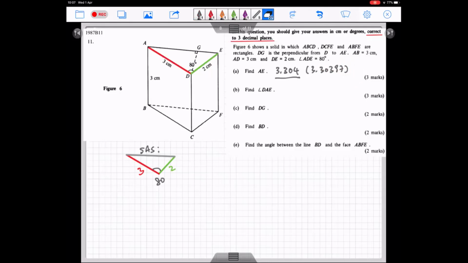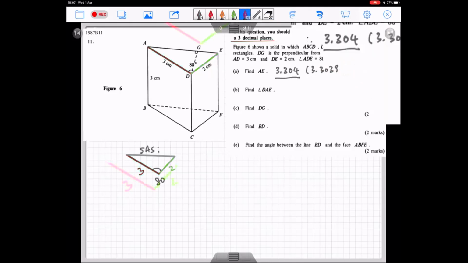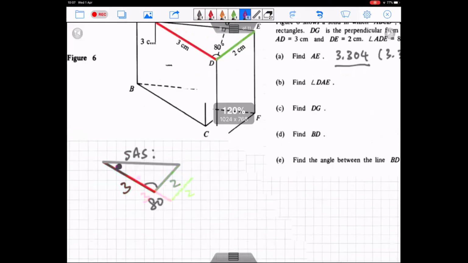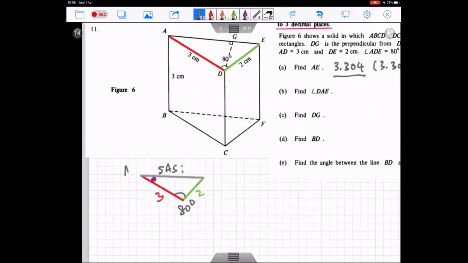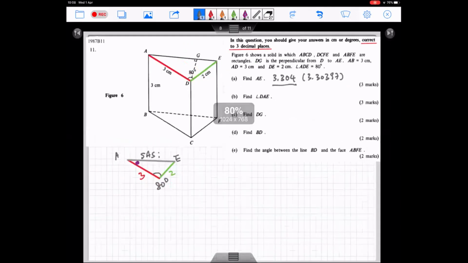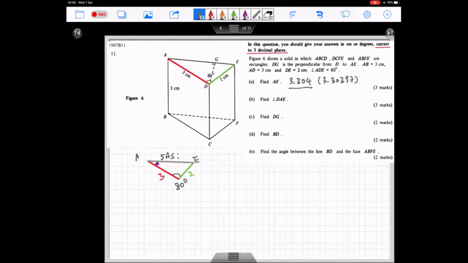Now part B. Part B will be angle DAE, this purple angle. To find this purple angle, there are two ways you can do it. You can use the sine formula. Let's call the angle theta. Sine theta divided by 2 will be sine 80 degrees divided by AE. Now, normally you have to worry about the ambiguous case.